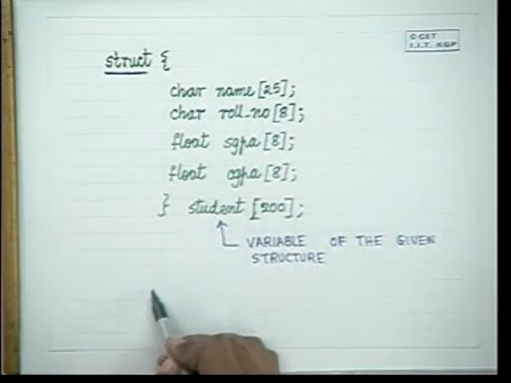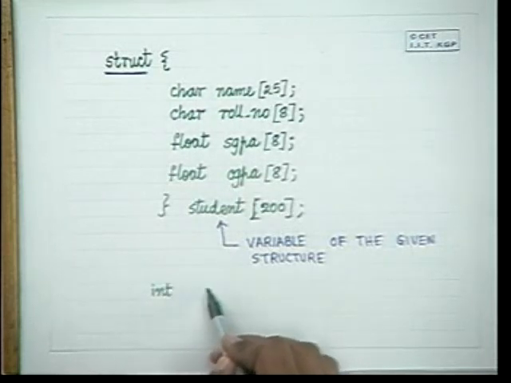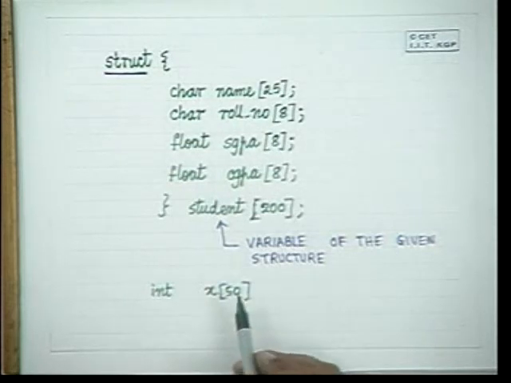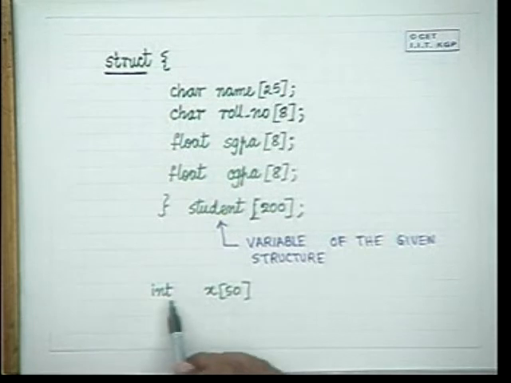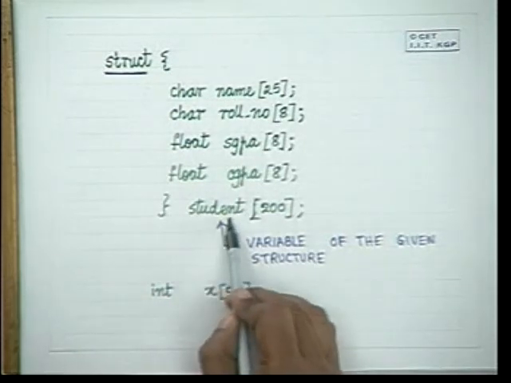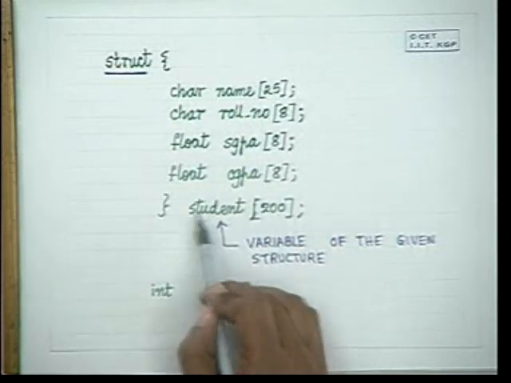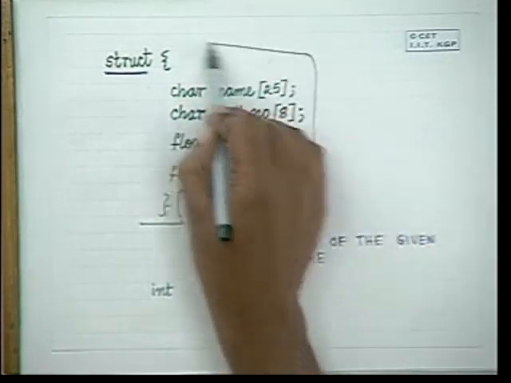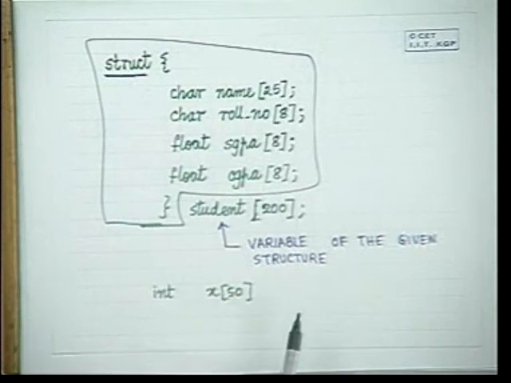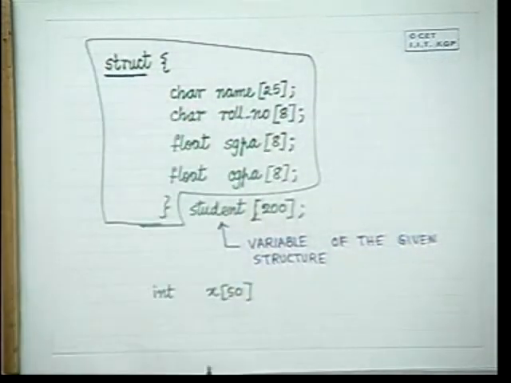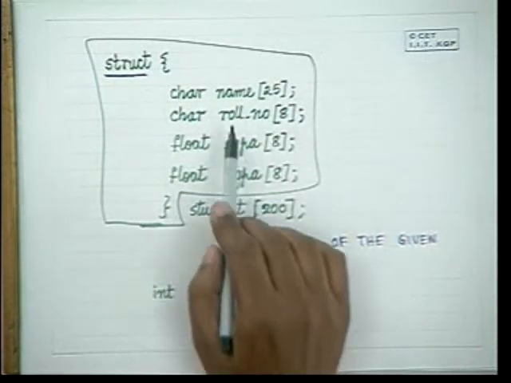See, normally when you write int x[50], what do you mean? You mean that x is an array of 50 elements, each element is an integer. Student[200]: it is an array of 200 elements, each element is this structure. This is just the type definition. Instead of int, you have given the type definition. Is that understood? This is the type definition.